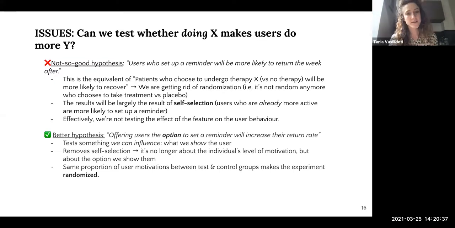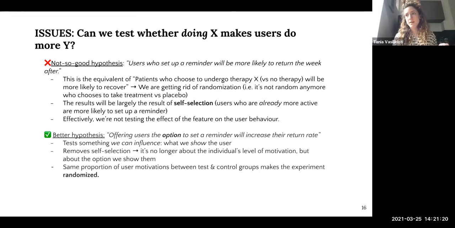So perhaps we could reformulate this into terms of something that we can control. The same way as an experiment needs to be randomized, it's also controlled. And controlled means that we control the allocation of the treatment, right? So "offering users the option to set a reminder will increase their return rate" is perhaps a more valid hypothesis, because we can control whether we offer users this option or not. So in the test variant, we show the users the option to set a reminder, and in the control variant, we do not show them the option.